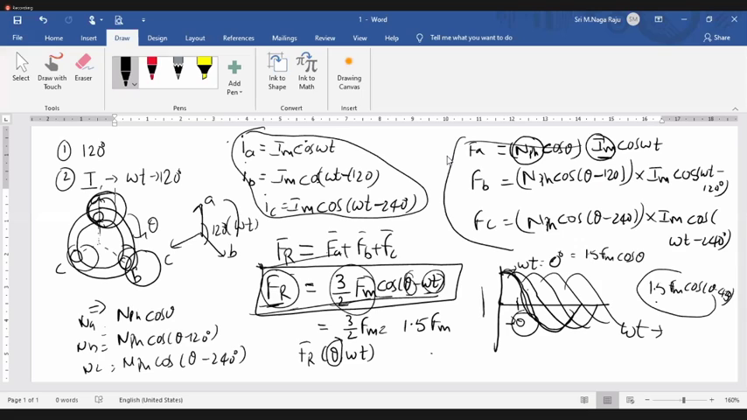The magnetic flux is moving in space with respect to theta. Fine. So this is the production of the rotating magnetic field. Now, what is the speed of this rotating magnetic field? The speed of this rotating magnetic field is the synchronous speed, that is 120 into F by P.